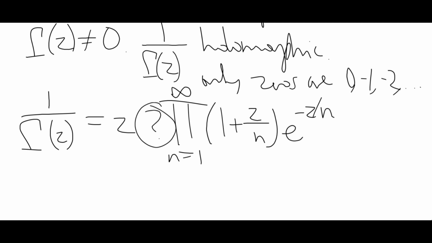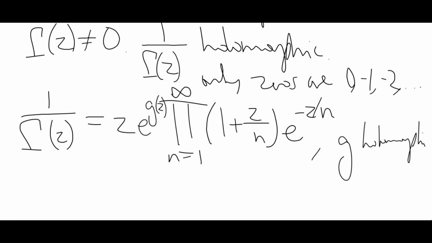Well, and there is. But at least we know that that factor cannot have any zeros, and it has to be holomorphic. Okay, so what does that mean? Well, if we have a holomorphic function that's never zero, we can take the log of it. So it has to be e to the power of some holomorphic function on the entire complex plane.